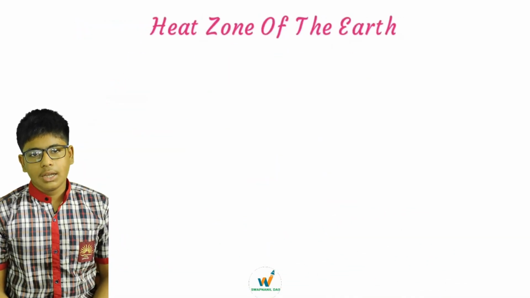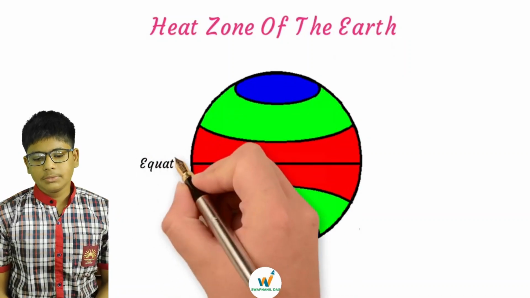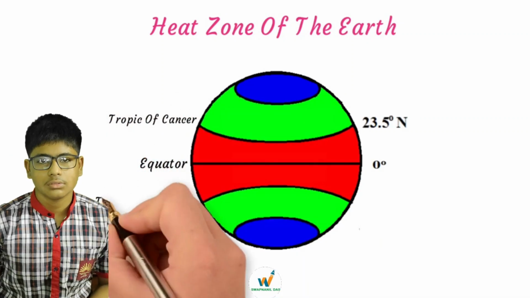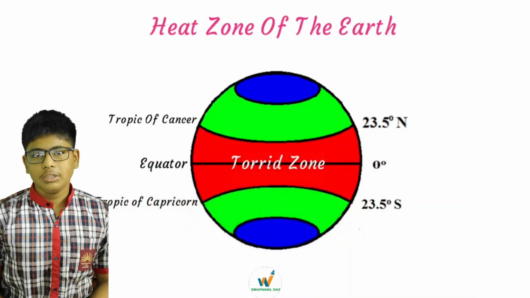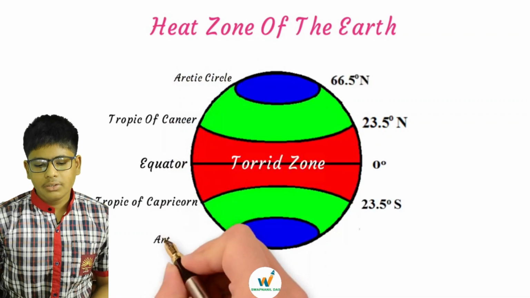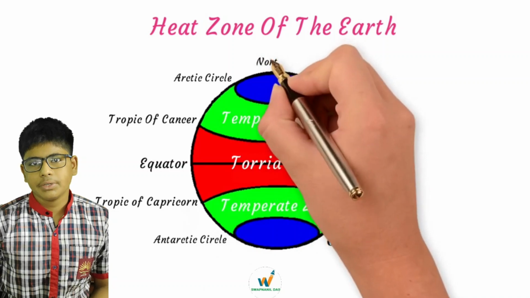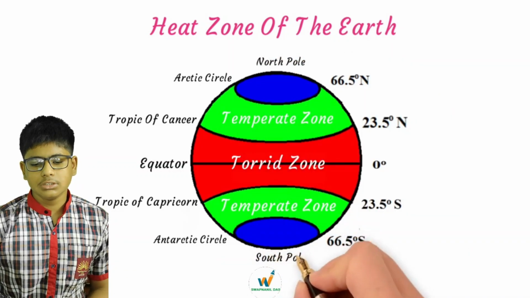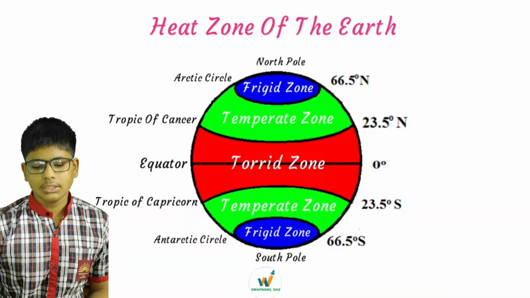Different heat zones of the Earth. In between the Tropic of Cancer and the Tropic of Capricorn, there is the torrid zone. In between the Arctic Circle and the Tropic of Cancer, there is the temperate zone. Similarly, in between the Tropic of Capricorn and the Antarctic Circle, there is the temperate zone. In between the North Pole and the Arctic Circle, there is the frigid zone. Similarly, in between the South Pole and the Antarctic Circle, there is the frigid zone.